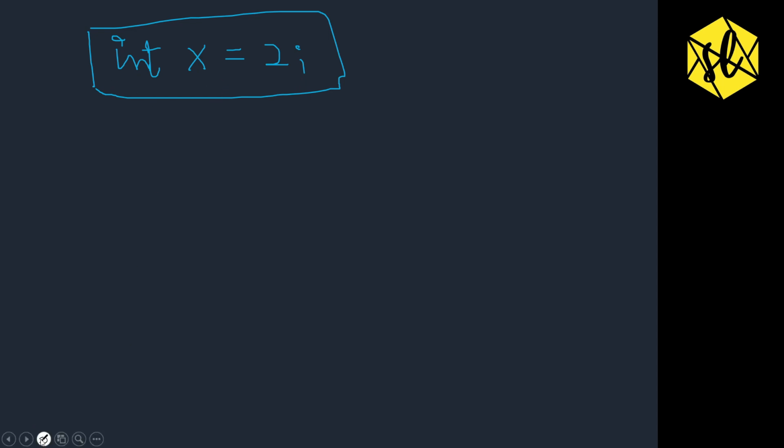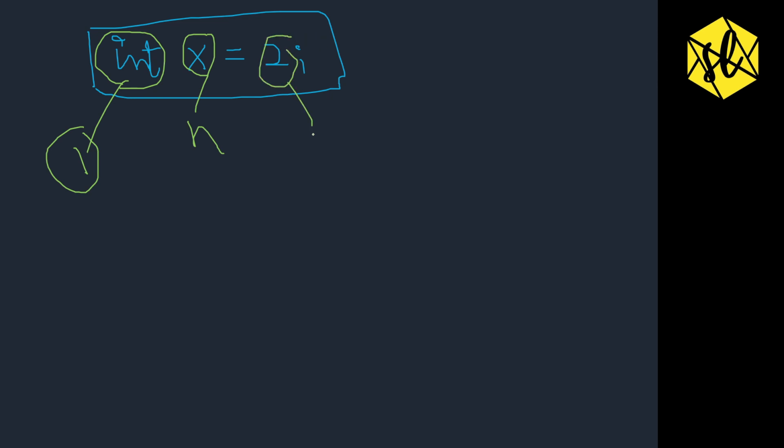You can see that the first one is a data type, the second one is the name, and the third one is the value. But the very basic two terms that are related to this statement are, we have two statements. First one is declaration and second one is initialization.